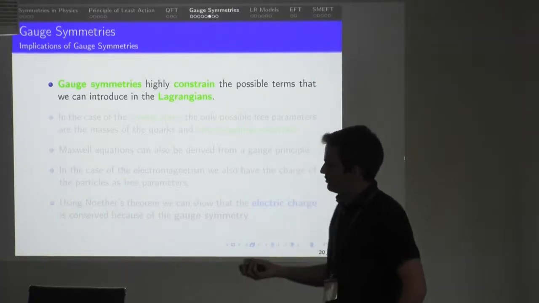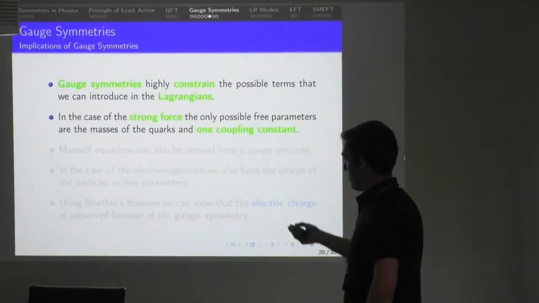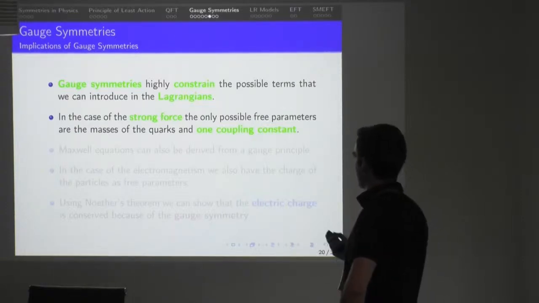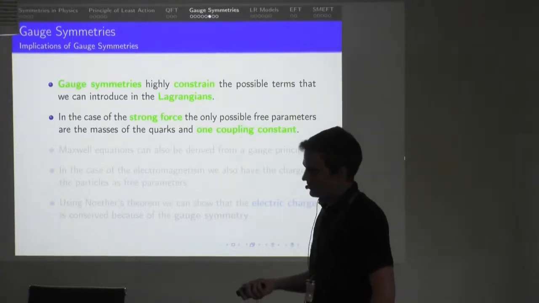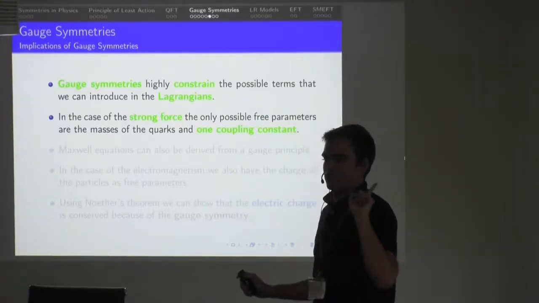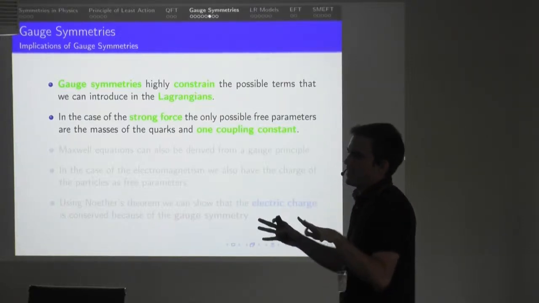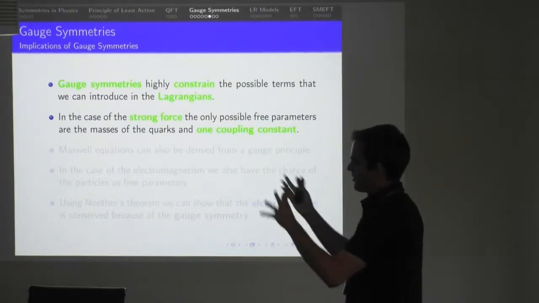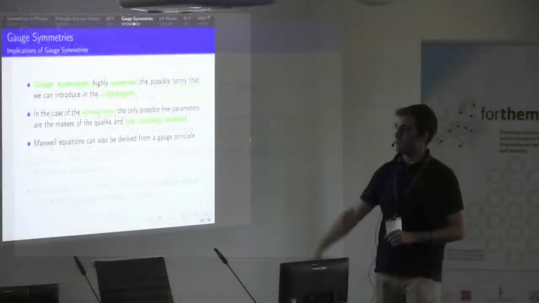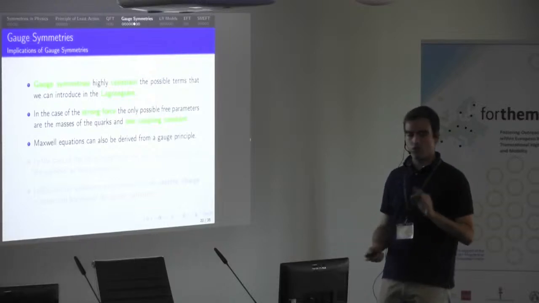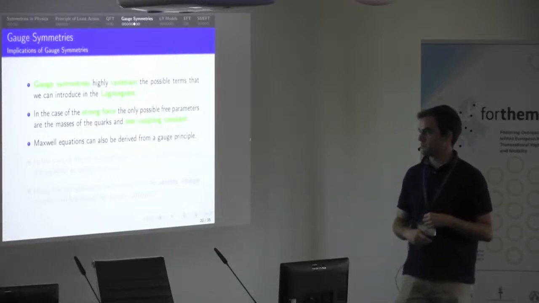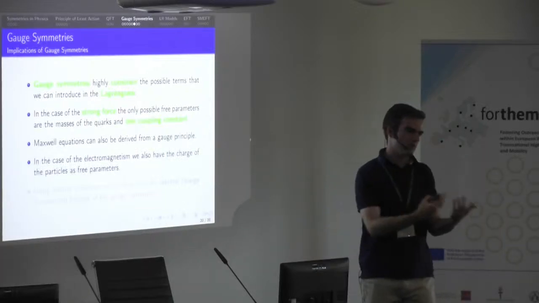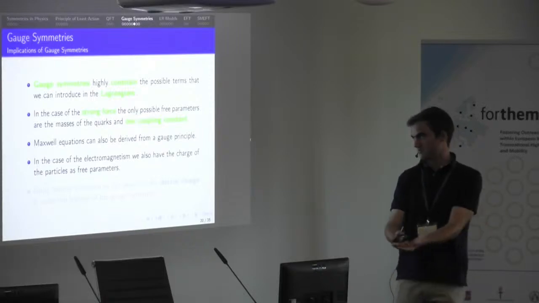As I've told you, I cannot put mass terms, for example. Moreover, in the case of the strong force, the only possible free parameters are the masses of the quarks and one coupling constant. This is the same situation that I had in gravity. For example, I had Newton's capital G and the masses of the particles. Furthermore, Maxwell equations can also be derived using a gauge principle. But in the case of electromagnetism, I have as free parameters the masses of the particles and their charges.